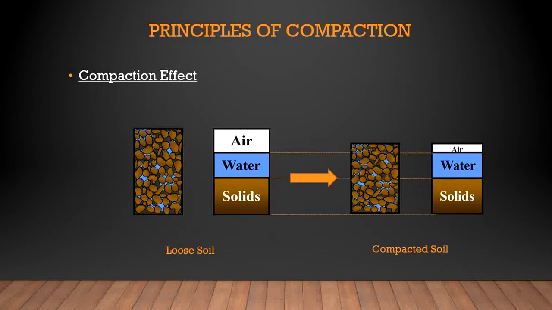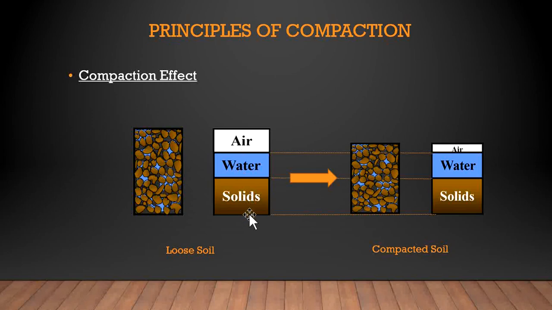Also here we can see the diagrammatic representation of the compaction effect in terms of a three-phase soil system. This is the soil sample or soil mass having three different phases, that is, solid phase, water phase and air phase. That means there is a presence of air and water in the voids. When we represent the soil mass diagrammatically in different phases, here we can see the three-phase diagram.